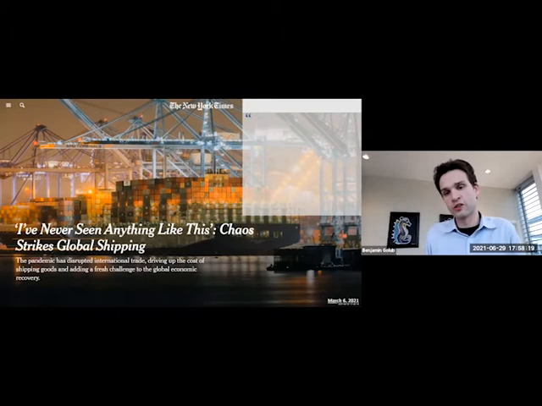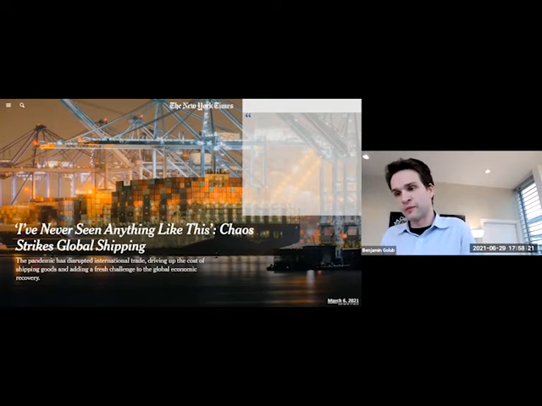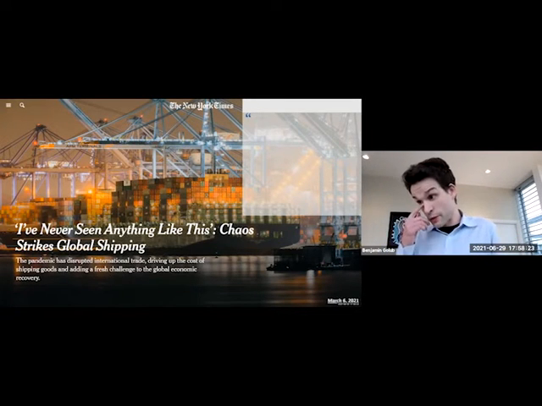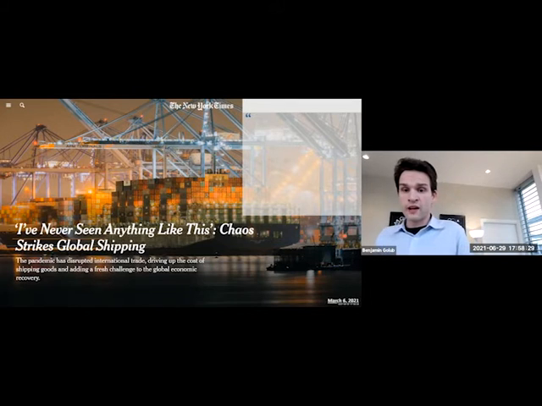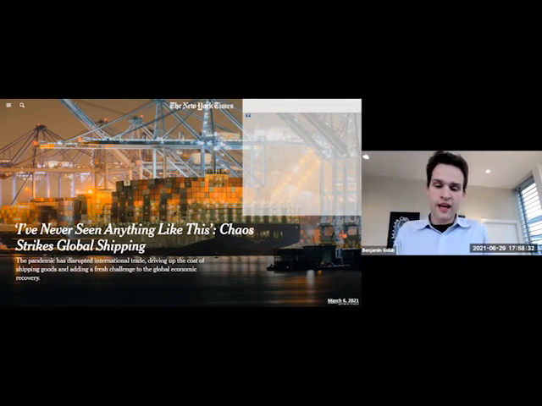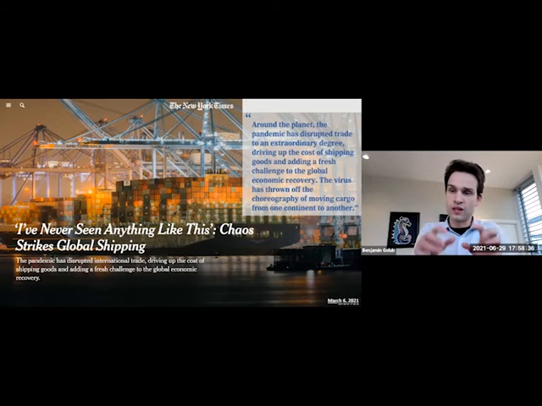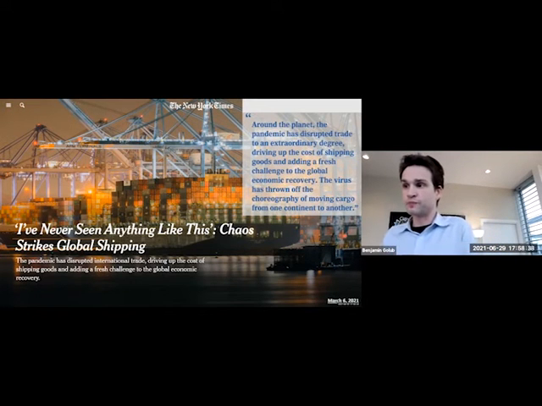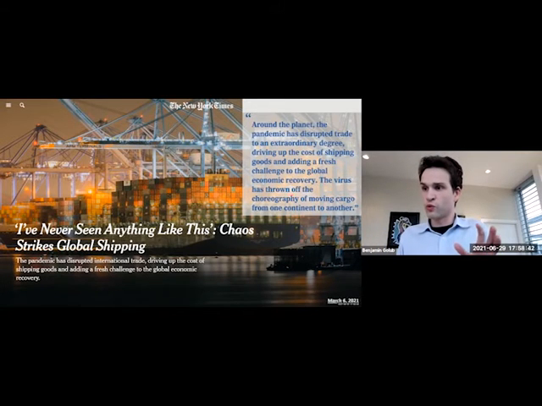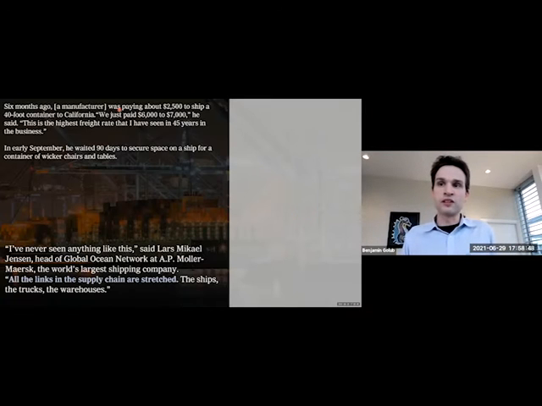And just for a little color on that, there's another article. I probably should have used at least two newspapers, but the New York Times has really developed a beat around this. And going a little further back to March 6th, they talk about exactly what the shock has done, not in its consequences, but more directly. So their overall take is that the virus has, quote, thrown off the choreography of moving cargo from one continent to another.